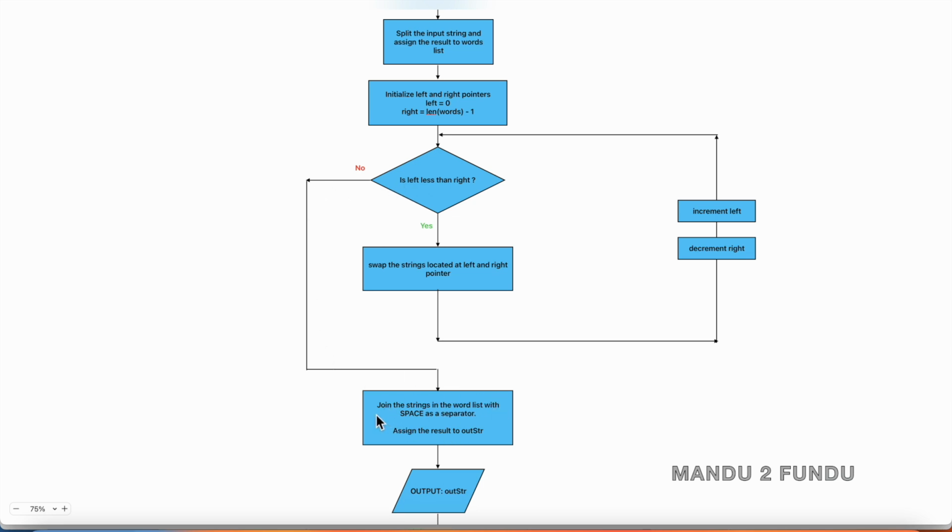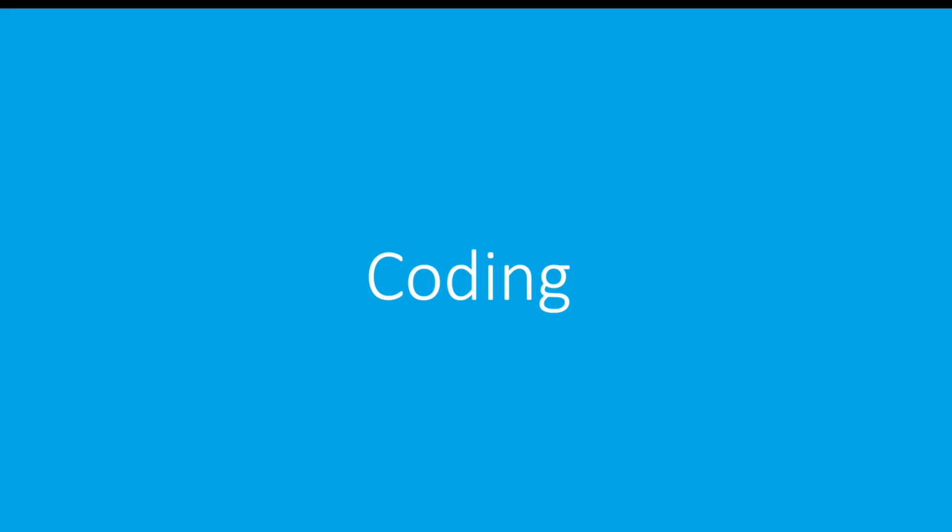Then we join the strings in the words list with space as a separator, and then we return that output string. Let's move on to coding.